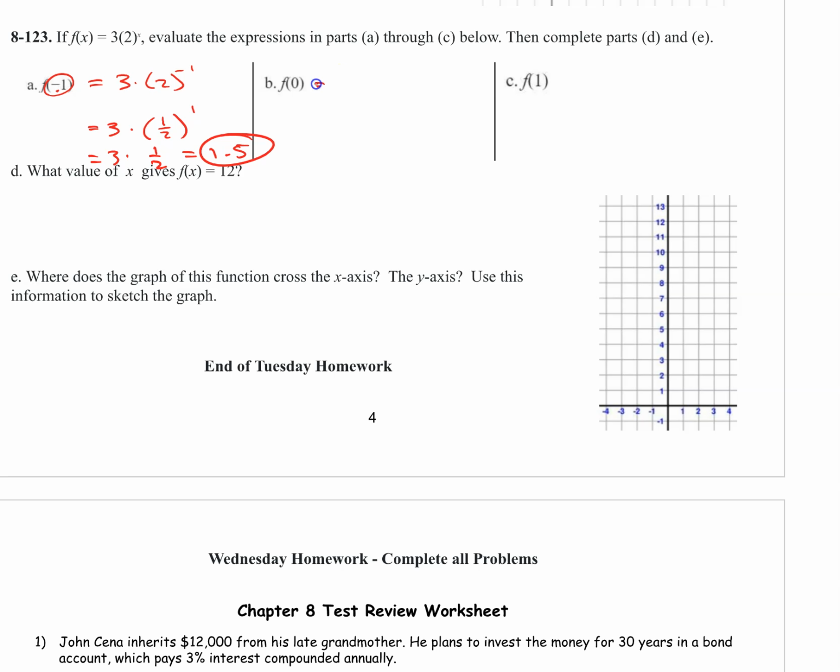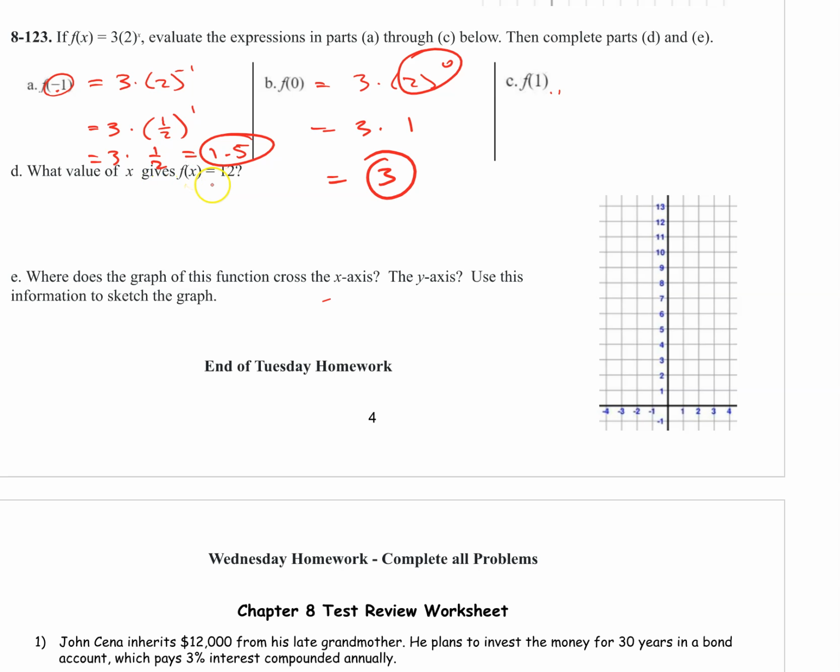Let's do one more of these. f of 0, that's 3 times 2 raised to the power 0. So that's going to be 3 times anything to the power 0, which is 1. 3 times 1 is 3. All right, I'll let you do c. Let's look at d. What value of x gives f of x equals 12?